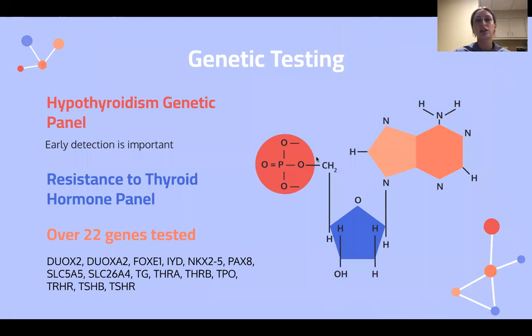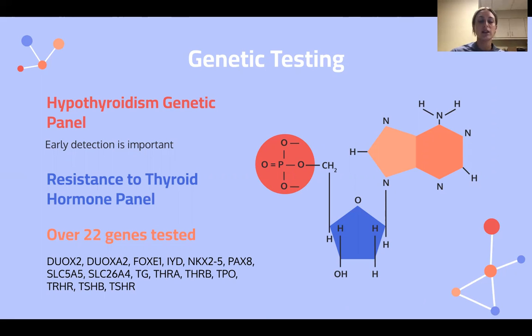And then genetic testing done for this, there's usually two panels. One is the hypothyroidism genetic panel, and the other is the resistance to thyroid hormone panel, both testing for the same thing. There are many genes that are tested, over 22, and as you can see, a few of them are listed on that slide. Some of those genes are the ones that were mentioned earlier: PAX8, TSHR, and DUOX2. So some of the most common ones are tested for this disease.